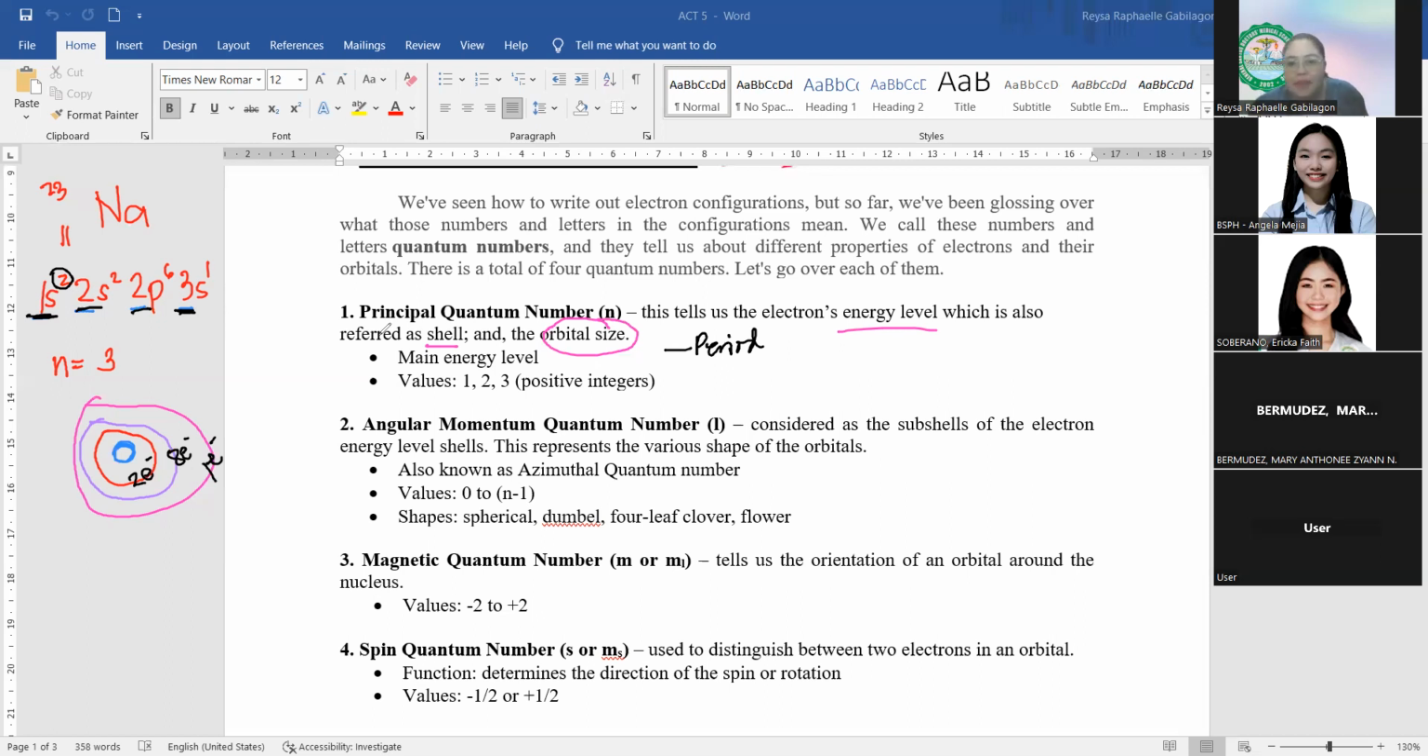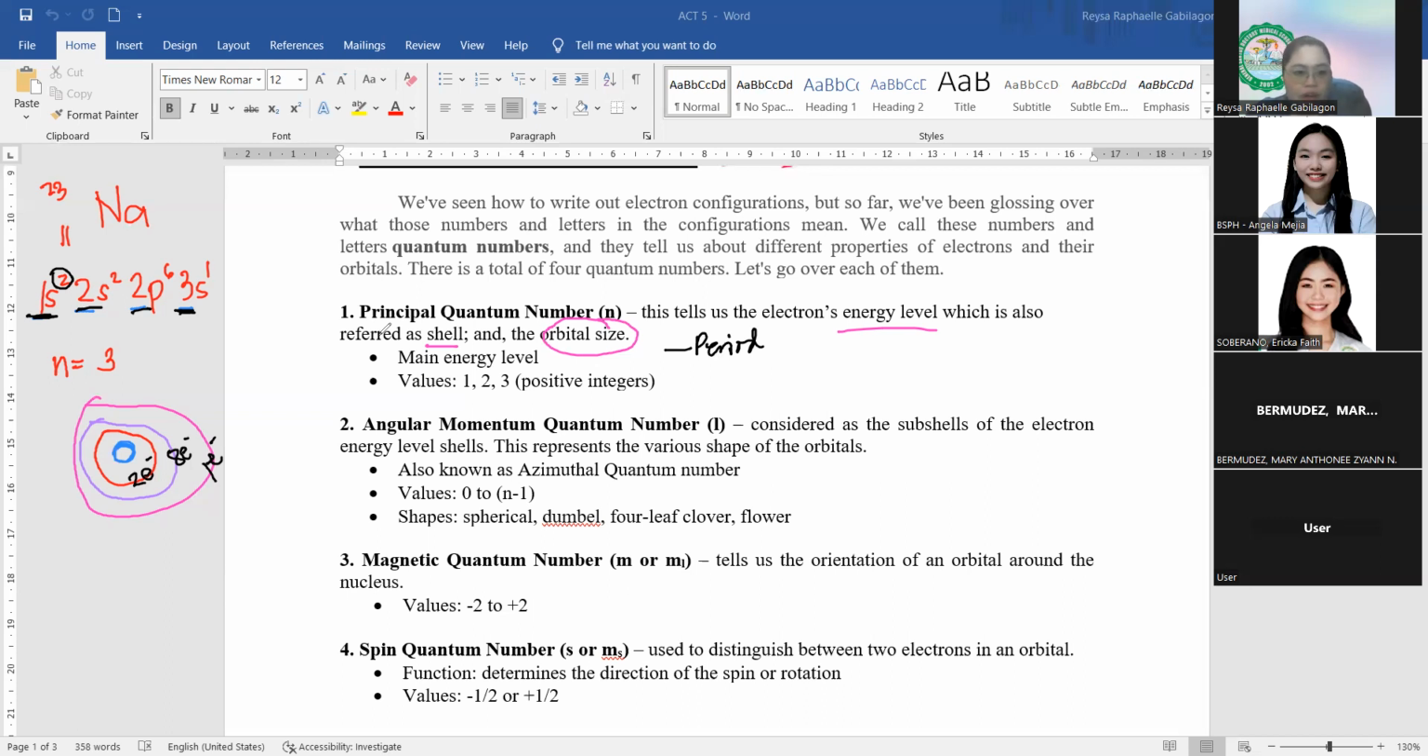Questions on the principal quantum number? That's the main energy, ha? So ang values niyan are positive integers. Actually 1 to 7 since meron nga tayong 7 periods in the periodic table. Yan yung possible values for our principal quantum number.